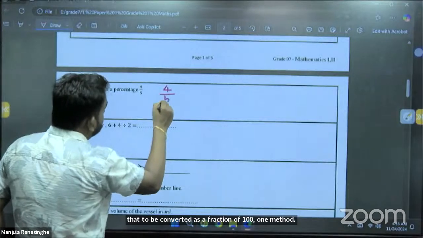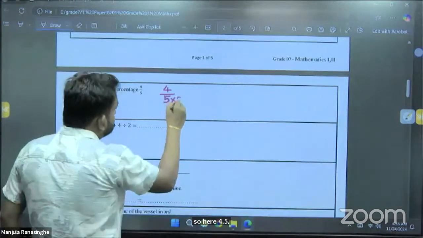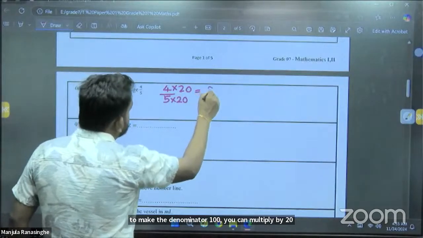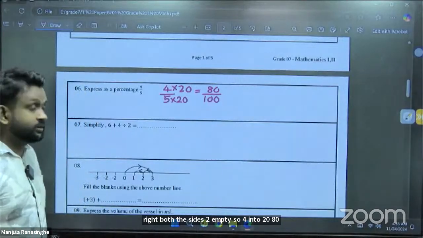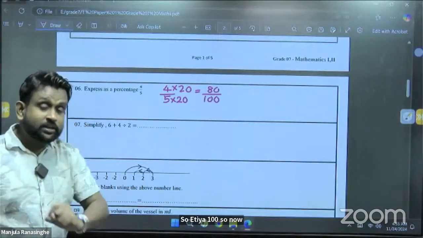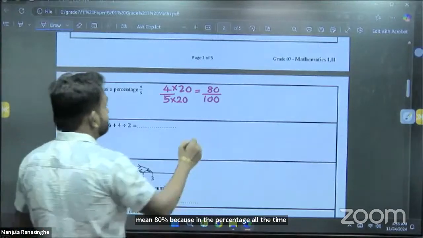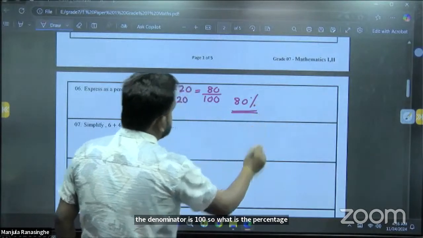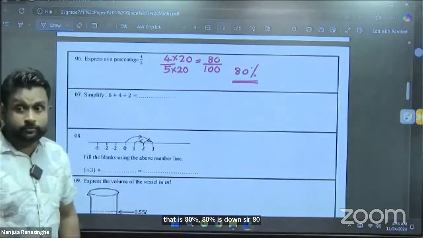So here 4 upon 5, to make the denominator 100, you can multiply both sides by 20. So 4 into 20 is 80, and 5 into 20 is 100. So 80 upon 100. Now 80 upon 100 means 80%, because in a percentage the denominator is always 100. So as a percentage, that is 80%. 80% is the answer.